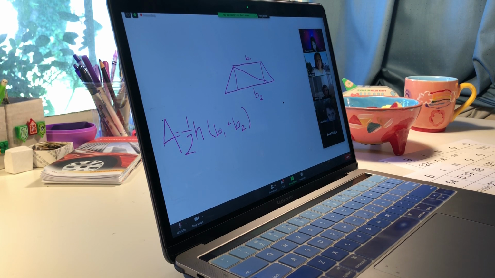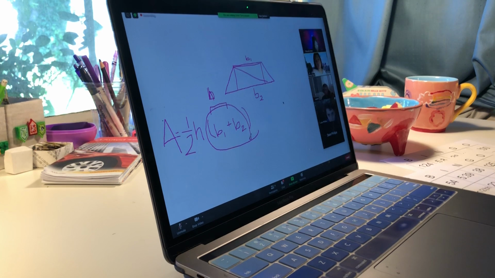The 1/2, this is essentially 1/2 base times height, just like in a triangle, 1/2 base times height. Because it's made up of so many different triangles, we can say that it's going to be similar to the formula of a triangle. But since there's two bases, a shorter one and a longer one, we need to find the sum of the total bases. And so then it's B1 plus B2. So that is your trapezoid formula.